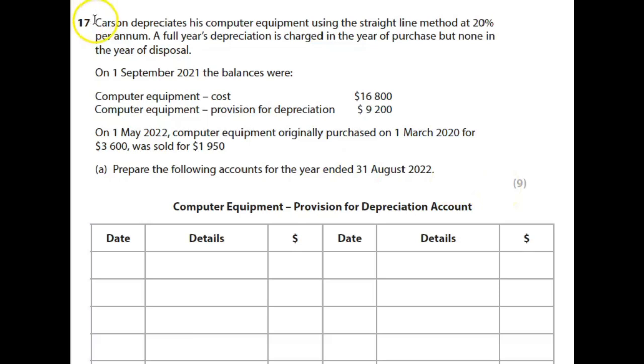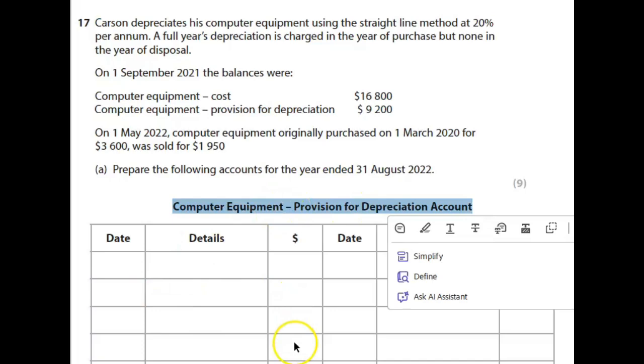In this video, I will take you along the steps needed to solve the Carson question from January 2023 paper. It is question 17, and it requires you to prepare provision for depreciation and disposal account. So, we begin with the 5 steps we have already established in the previous video on NIAT question.